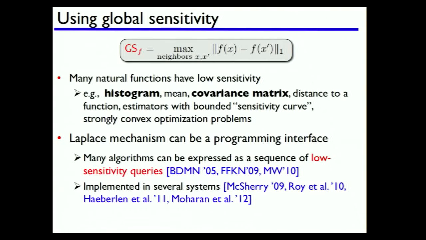And so what you can do is add noise inside the algorithm instead of to the final output. And that actually works pretty well. This idea was implemented in several systems, first of all by McSherry in something called PINQ, and later by a few other people. And I will come back to those and talk more about them at the end of the talk.